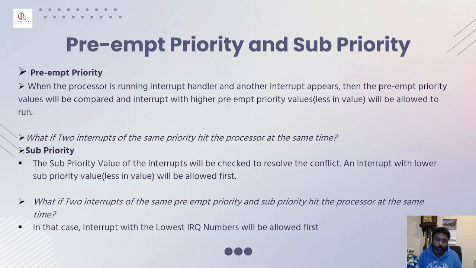And then what is sub priority? When two interrupts come at the same time and the conflict has to be resolved, it again checks the value of the level. So if the two interrupts come with the same preempt priority, then it's subdivided into a sub priority. In that case, the interrupt with the lowest number will be allowed first. So that's the difference between preempt priority and sub priority.